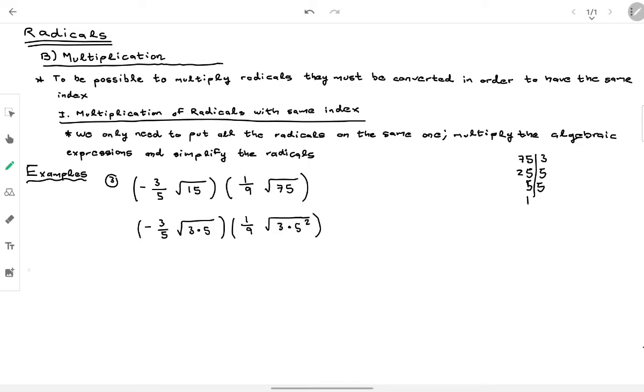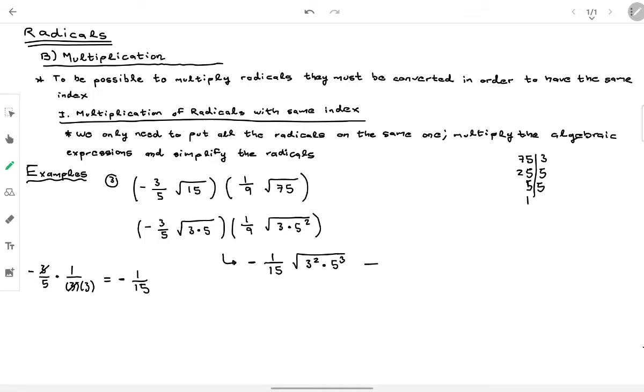So let's see. It's going to be minus 3 over 5 that multiplies 1 over 9. 9 is 3 times 3. Because we will multiply this coefficient and this coefficient, of course, it's going to be negative. Minus multiplied by plus is negative. It's going to be this 3 with this 3, so it's going to be 1 over 15. In the inside part, it's going to be 3 and 3, it's 3 squared. 5 and 5 squared, it's 5 to the third.